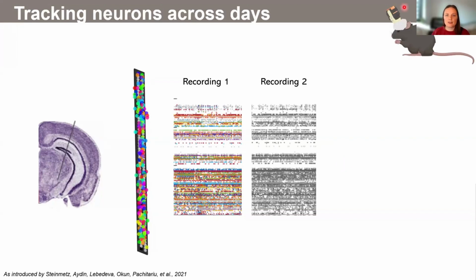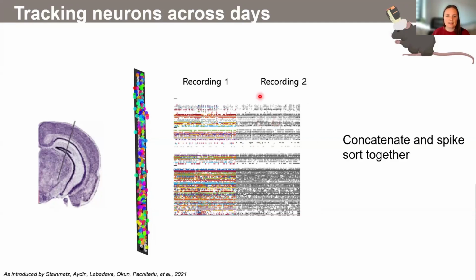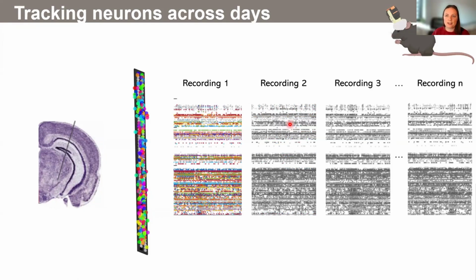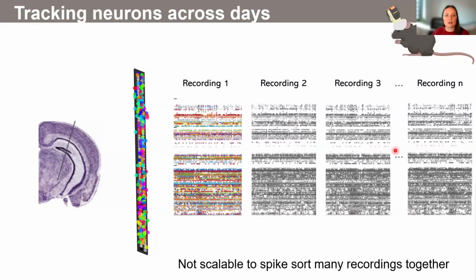If we now have a chronically implanted probe, we can just pretend that this was actually one recording, concatenate them together, and then run the spike sorter. Hopefully the spike sorter will assign the spikes across the two recordings to specific units, so we don't have to bother with tracking neurons in different recordings. But now we can actually record for many weeks from the same implant. This really scales up the data we have, and it is no longer scalable to use this method.